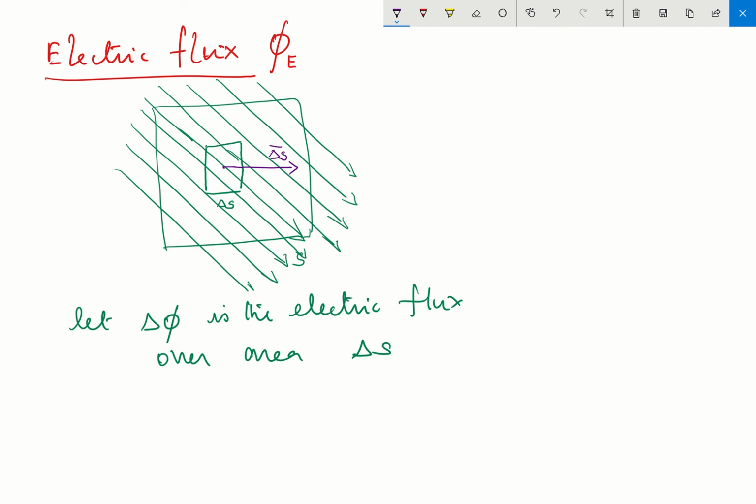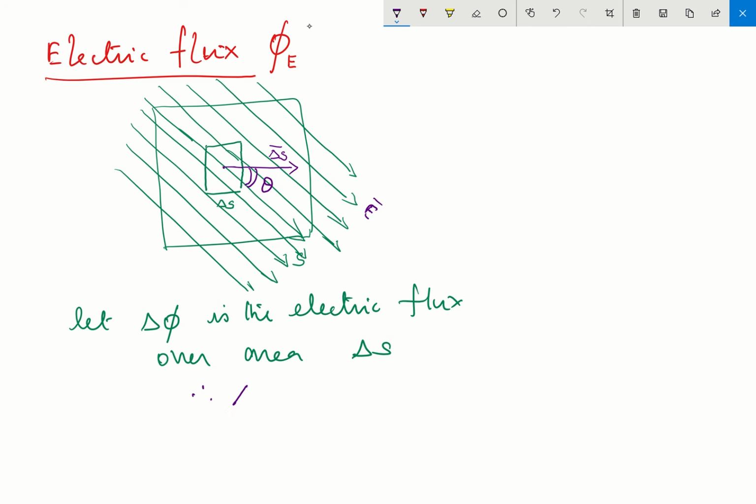Therefore, this is the electric field here. What is the angle between these two, the electric field and the area vector? Let it be theta. This is your E, and the angle between the electric field and the area vector is theta. Now, what is delta phi, the electric flux over area delta S?